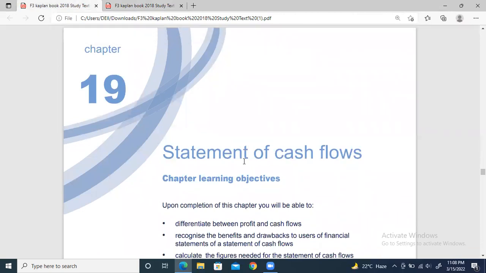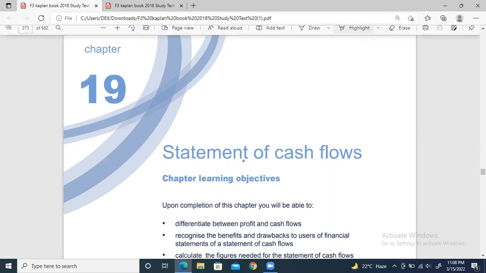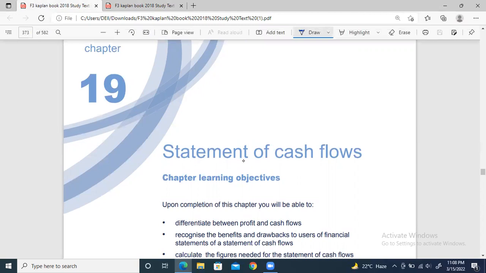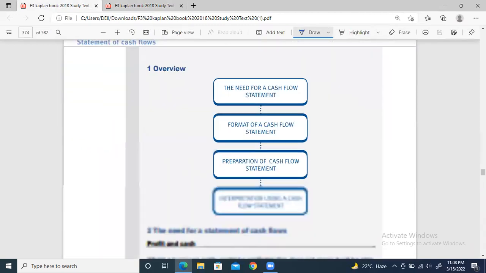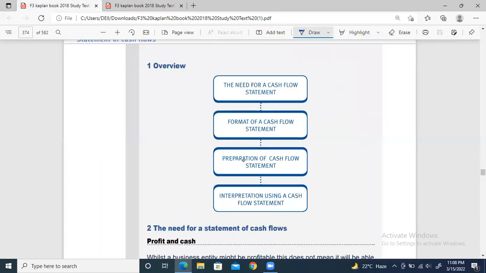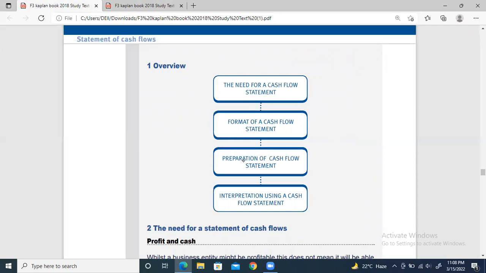Okay, so let's start with today's chapter then. And this is, we can say, theoretically our last chapter, right? And only chapter two will be left. So technically, it's the last live class of the whole syllabus today. Okay. So this is chapter 19. It's called the Statement of Cash Flows, right? And this chapter is not very confusing to understand. It's very easy to understand.